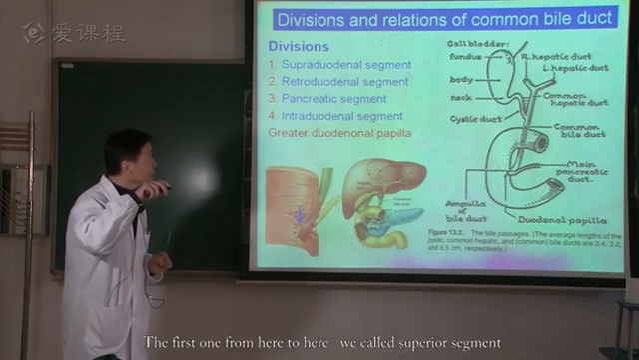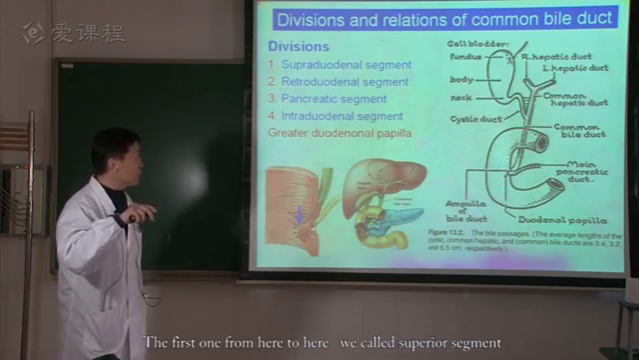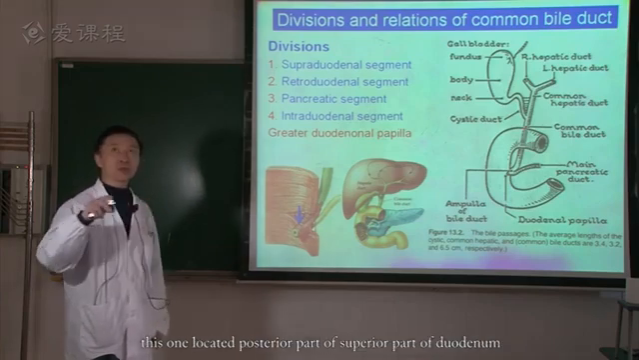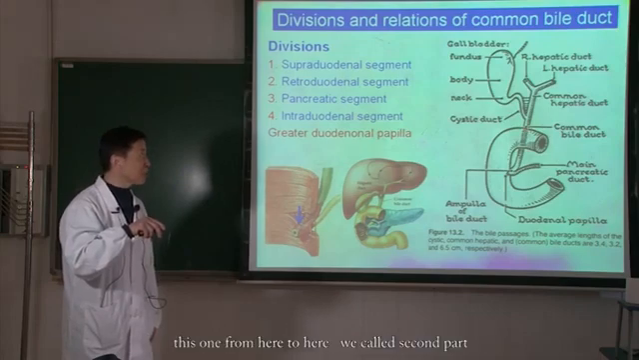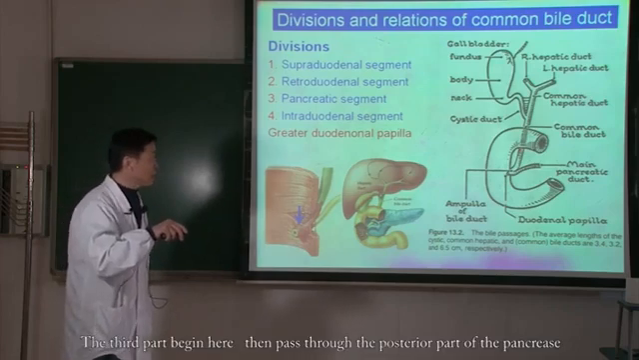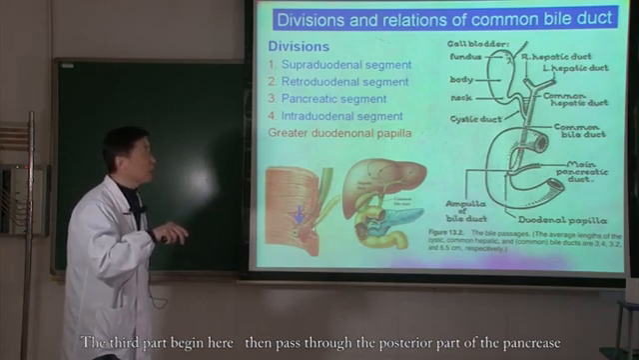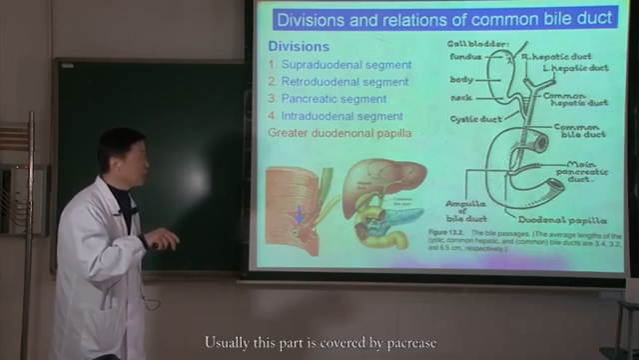The first one, from here to here, we call the supraduodenal segment. The second one, from here to here, is located posterior to the superior part of the duodenum. This one, from here to here, we call the second part. The third part begins here, then passes through the posterior part of the pancreas. Actually this part is covered by the pancreas.